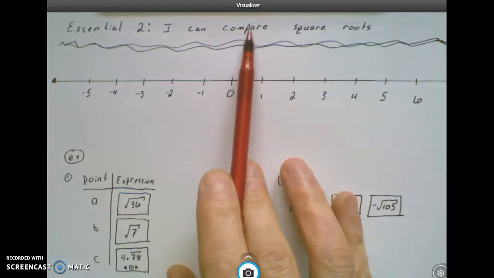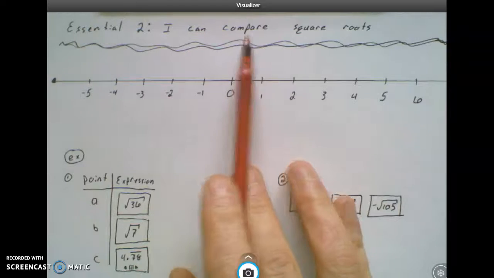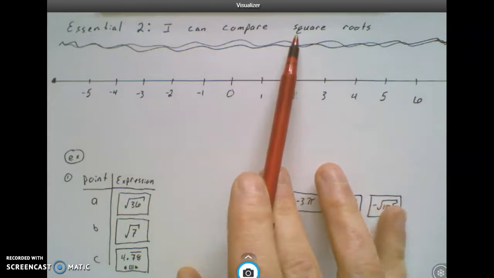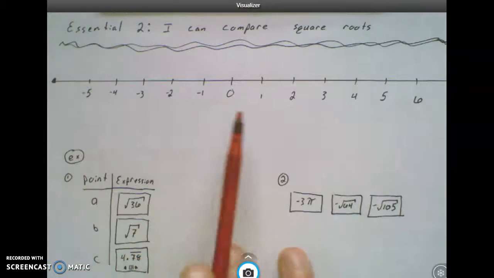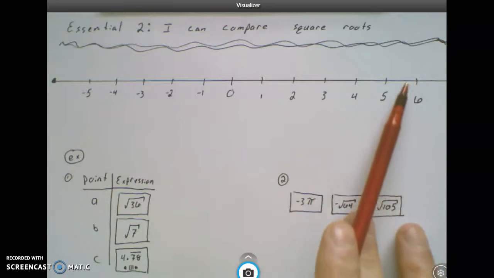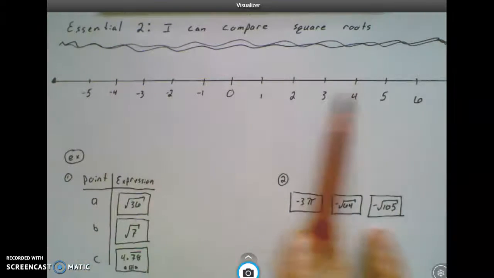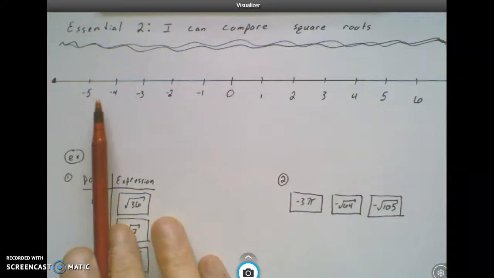So what we're looking at is we can recognize what size the square roots are and then compare them for their size. One way to do that, the really easy way, is to use a number line, right? Numbers that are higher on the number line are bigger, numbers that are lower on the number line are smaller, okay? In other words, the ones on the right are bigger, ones on the left are smaller.